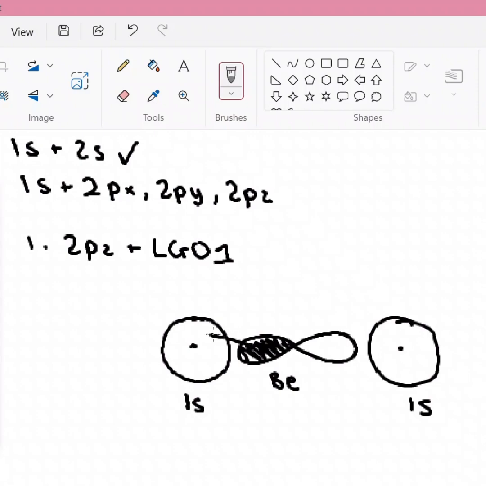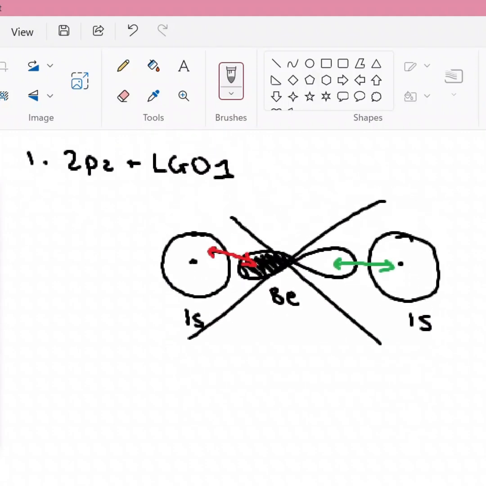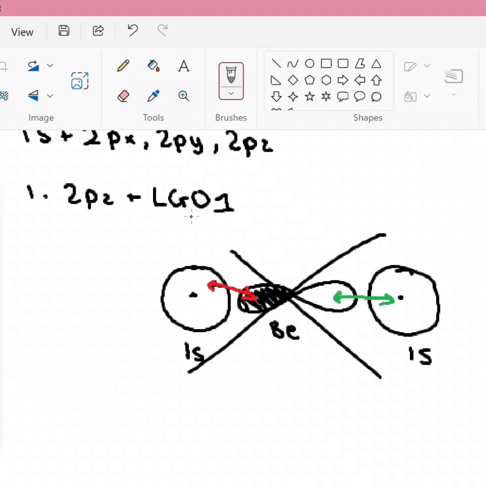And on the other side, the atomic orbitals are in the same phase, so there is constructive overlap. The destructive and constructive overlaps cancel each other out, so there is no overall bonding between LGO1 and the beryllium 2pz atomic orbital. Instead, we know it must then overlap with LGO2, which is when the two hydrogen 1s atomic orbitals are in different phases.